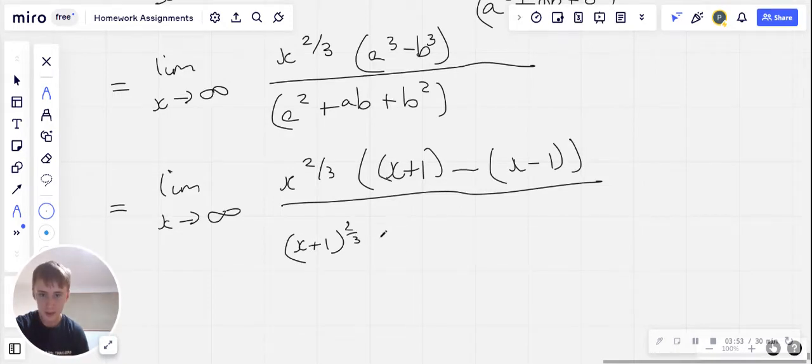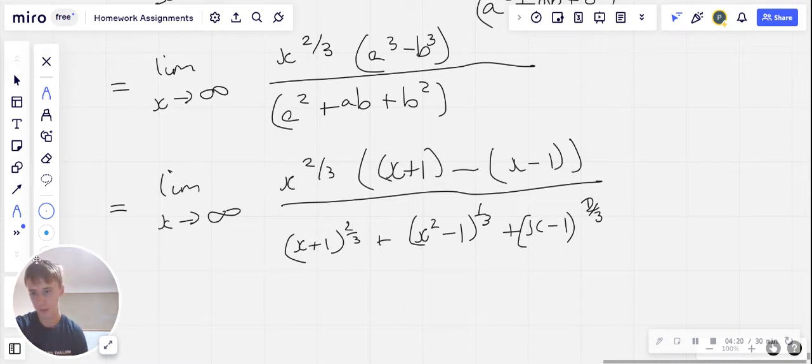This is where it gets a little bit nitty gritty. Then, because they're under the same sort of root, we can have x squared minus 1, which is just a difference of two squares, to the power a third, plus x minus 1 to the power of 2/3. I'm going to change that to 2/3.